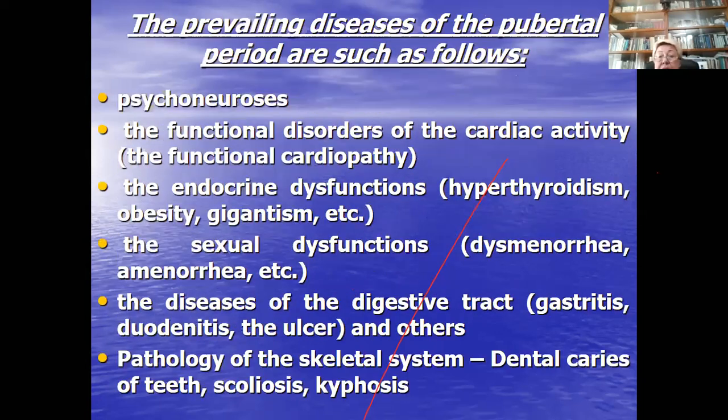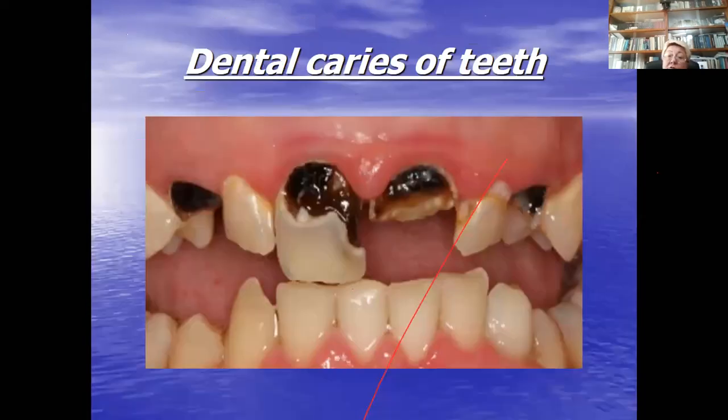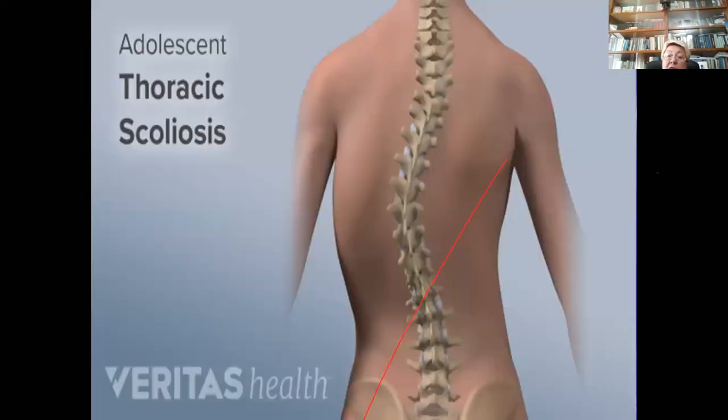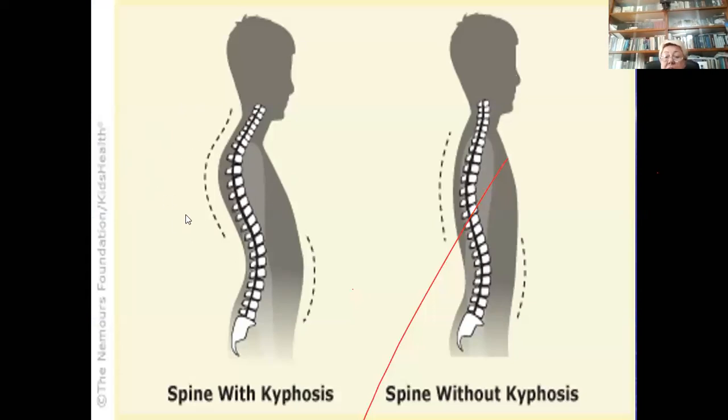Several words about diseases. In this period, we can see psychoneurosis, functional disorders of cardiac activity, endocrine dysfunction, sexual dysfunction, diseases of the digestive system, and pathology of the skeletal system. On this picture, you can see dental caries of the teeth, disorders of the skeletal system, scoliosis, and a disorder of the spine. This is kyphosis, the spine with kyphosis, and this is the right picture, the normal structure of the spine.